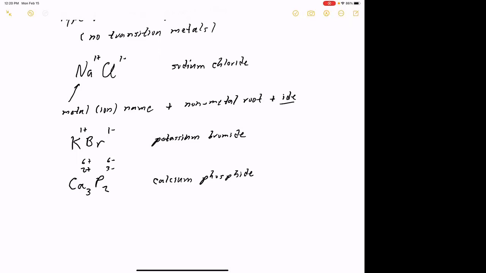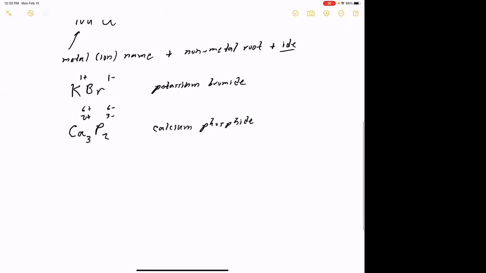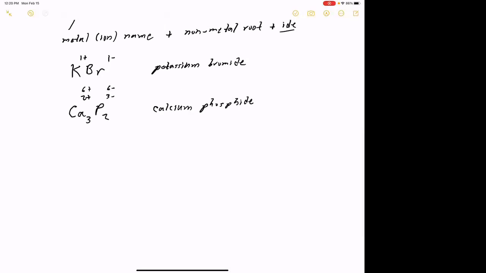Very good, guys. Now, sometimes you're going to run into situations where you'll go in the other direction. Okay, so they might ask you, all right, how about something like this where I give you a name and you have to go to a formula? So let me do that. We could have, for example, aluminum bromide.